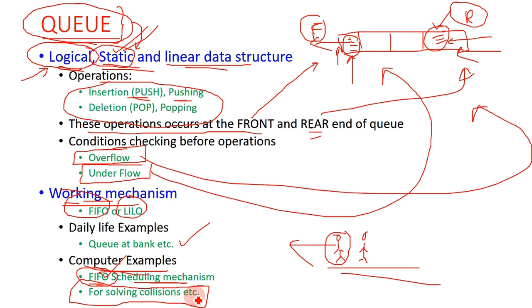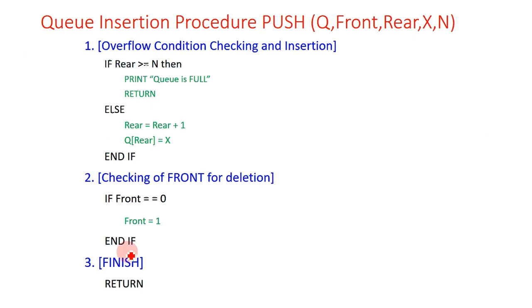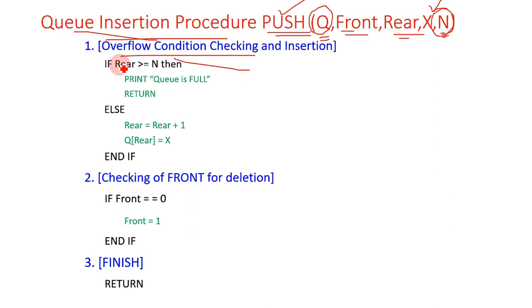Now let's move to the two operations. One is called the insertion and the other one is called the deletion operation. So the queue insertion procedure, this is called the push operation. Queue stands for the queue. Front is the front side and the rear is the rear side. X is the element that we want to insert, and N is the size of the queue. Okay, so you cannot change the size of the queue during program execution, therefore this is called the static data structure. So before insertion we have to check the overflow condition.